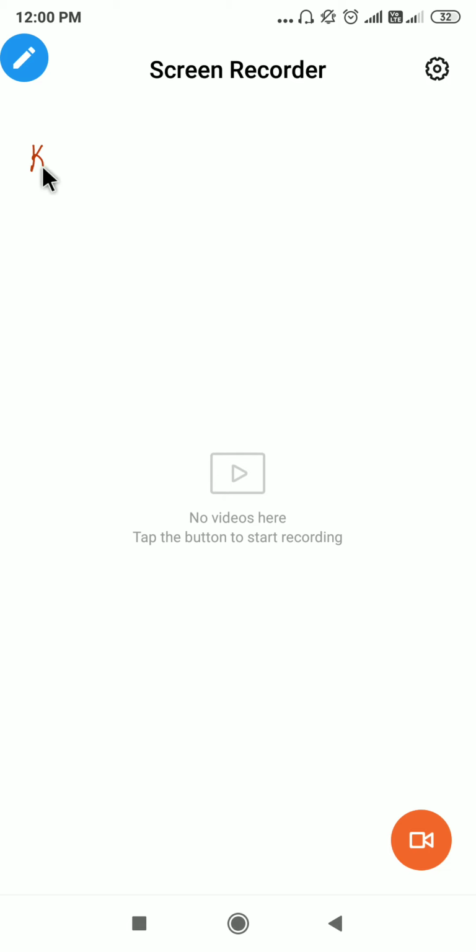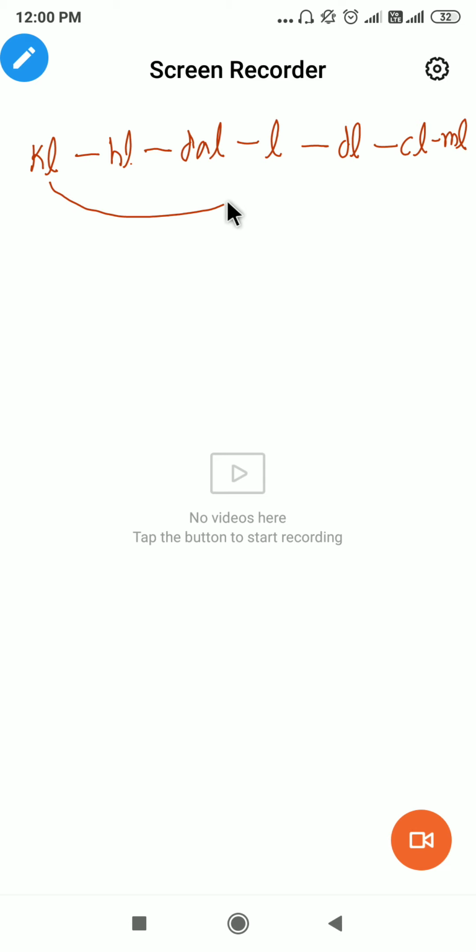So firstly comes kiloliter, then hectoliter, then decaliter, then liter, then deciliter, centiliter and milliliter. So if you want to convert kiloliter to liter, how many rooms are there? 1, 2, 3. That means you have to multiply with 1000.